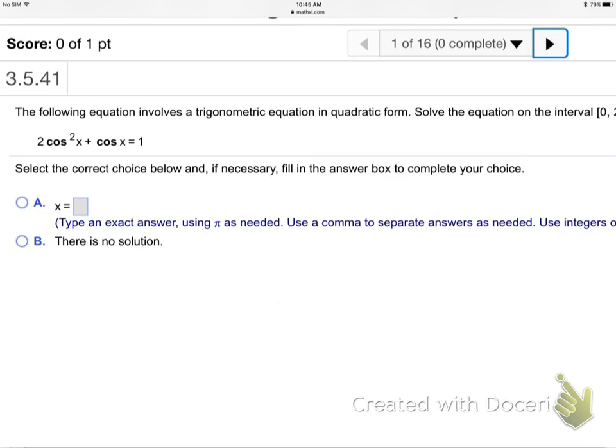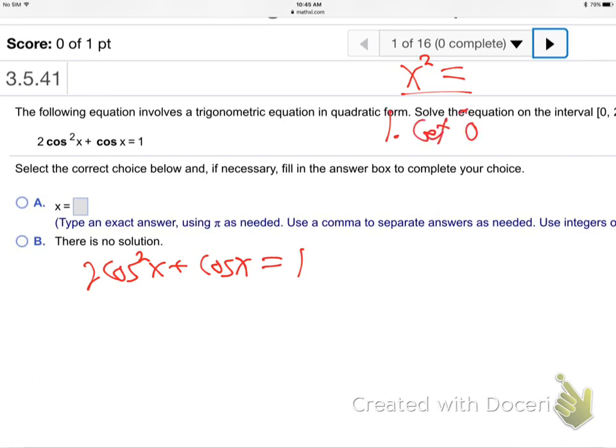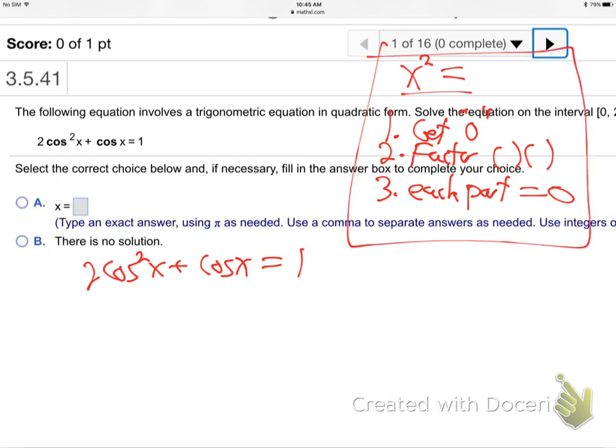So okay, here we go. 2 cosine squared of x plus cosine equals 1. What should we do to solve this? Well, if you have x squared or cosine squared or anything like that with an equal sign, do you remember how you're supposed to solve it from your algebra days? First step is to get a 0. Step 2 is to factor, like with parentheses. And step 3 is each part equals 0. Remember those steps? That's how you solve anything to the second power equation.